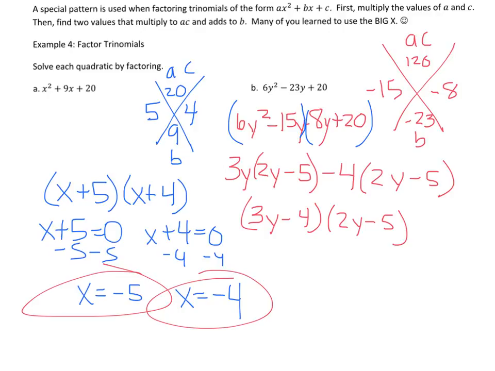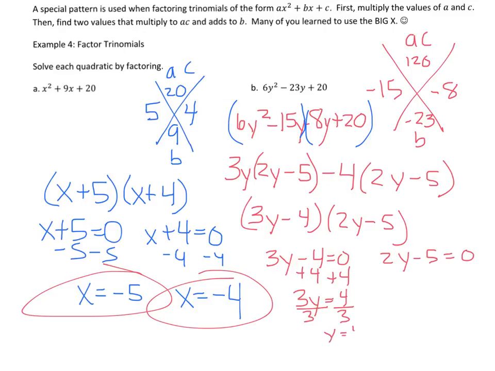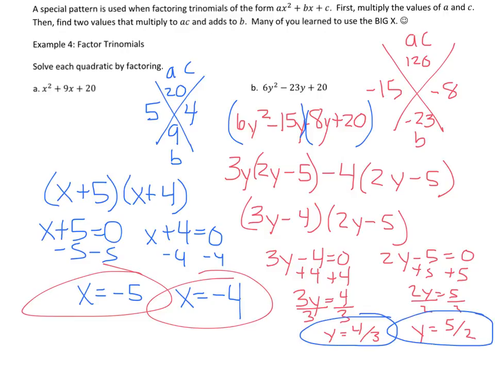So now we can go ahead and solve this by setting our factors equal to 0. So we have 3y minus 4 is equal to 0, and 2y minus 5 equals 0. So I'm going to solve for y in both cases. And in the first case, I'm going to end up with y is equal to 4 over 3. And in the second case, I'm going to end up with y equals 5 over 2. And those are my final answers. y equals 4/3 and y equals 5 over 2.